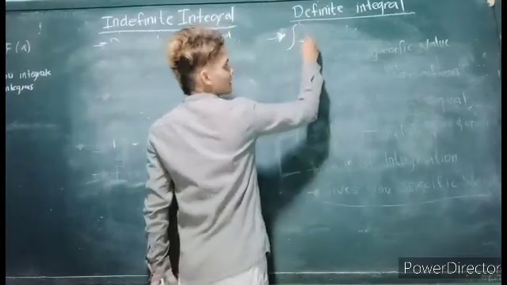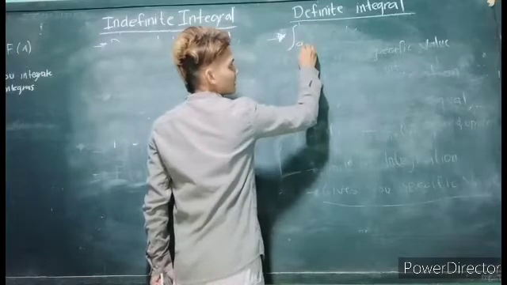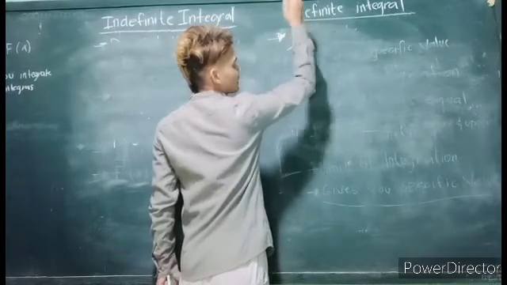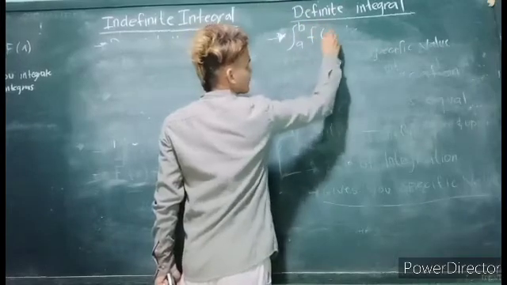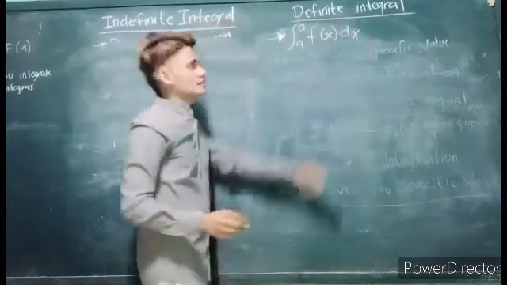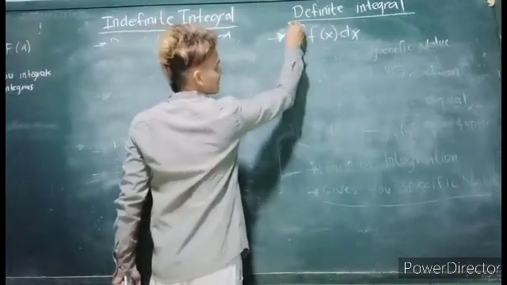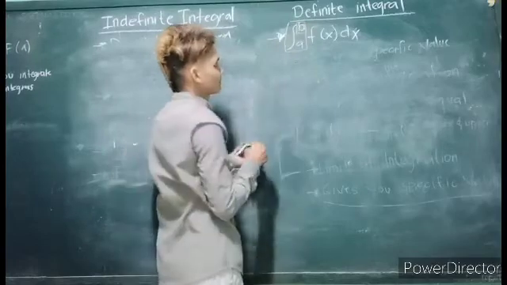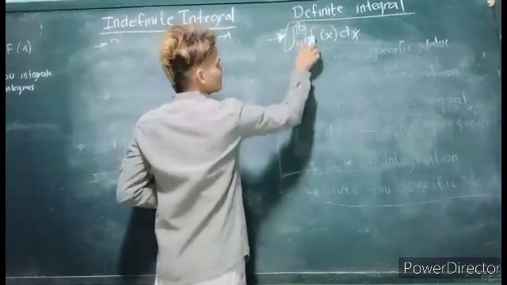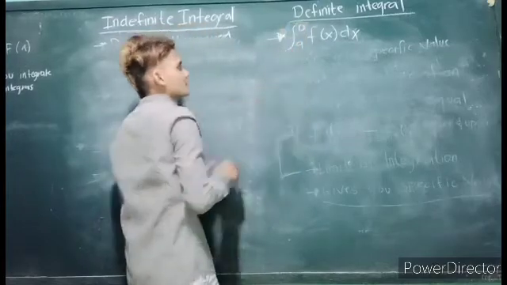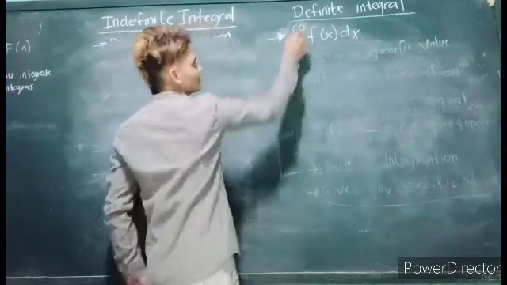Always remember that the definite integral has a lower limit a and an upper limit b, with f of x dx. Always remember this sign, both of them. These are the limits of integration, a and b.